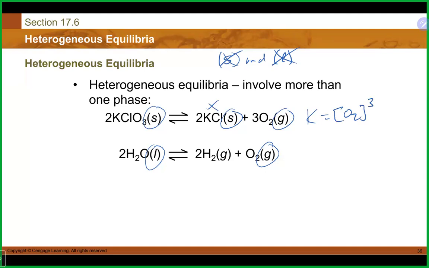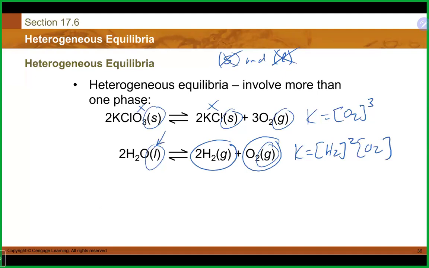This would not be included as it's a solid, nor would this one be included, because, again, it's a solid. So really the equilibrium here is based on the O2. When we come to the second one, our equilibrium will be our H2, which is our product, squared because it will be included, times our O2 in this case. And once again, water, which is a pure liquid, would not be included in the expression. So this is just the products in this case.